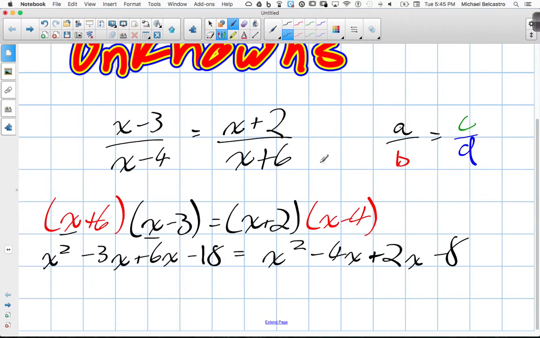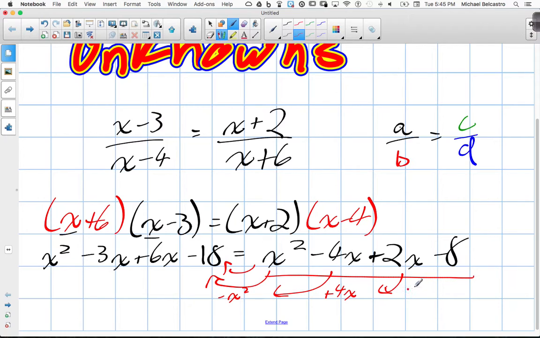This is where we want to start collecting like terms. Since everything actually has to become equal to 0, I could potentially move everything from this side to the other side. But each of them is kind of like an individual move, where this would become a negative x squared. When I move this, it'll become positive 4x. When I move this to the other side, it'll become negative 2x. And when I move that, it's going to become positive 8.